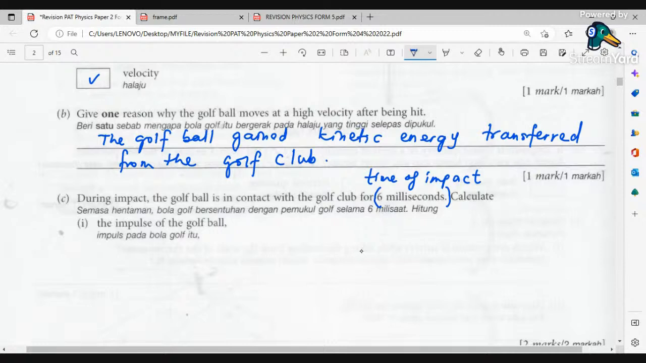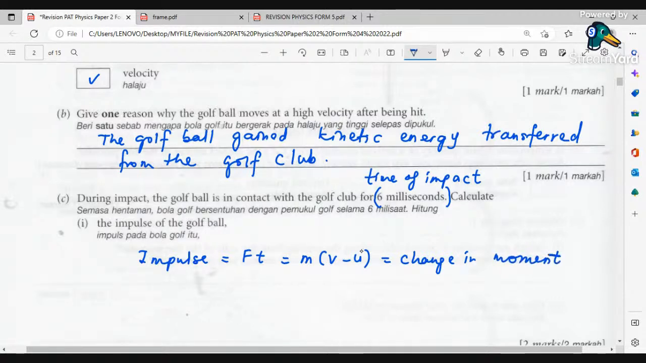Calculate the impulse of the golf ball. What is the formula for impulse? Definition: impulse equals Ft equals mv minus u, or change in momentum. So impulse can be calculated using either this formula, Ft, or mv minus u, depending on what is given in the question. So from here, I will use mv minus u because I have the information, mass and speed.